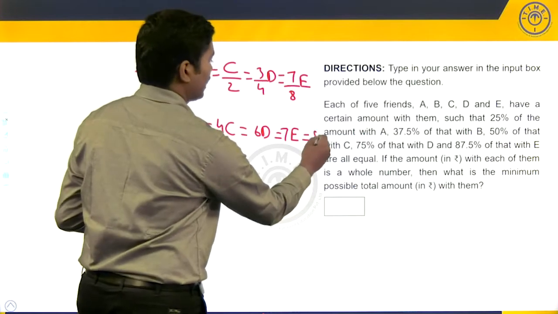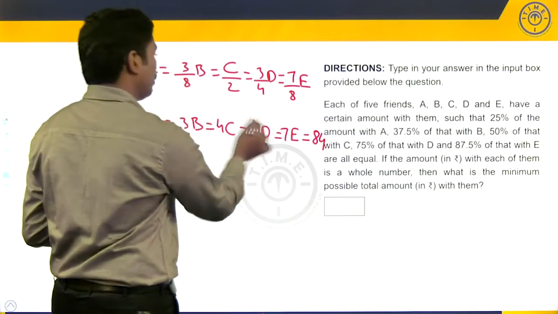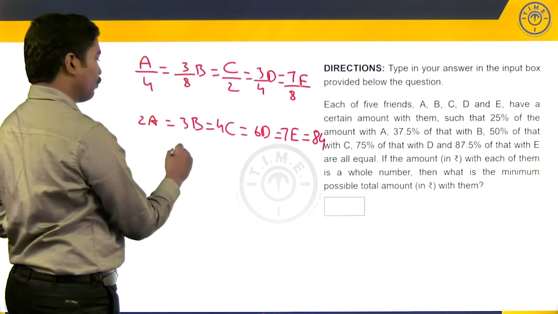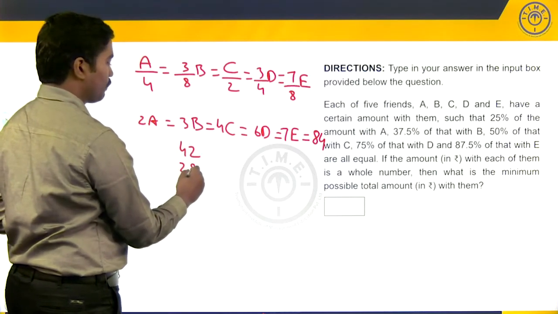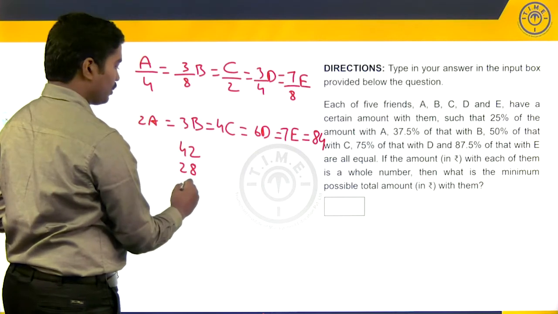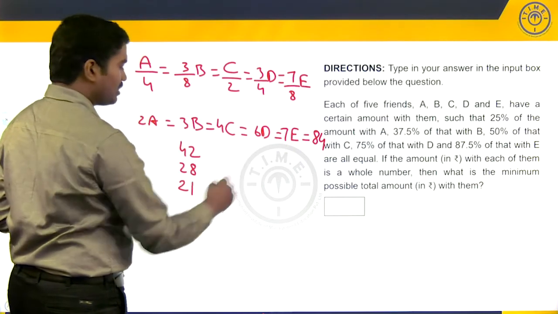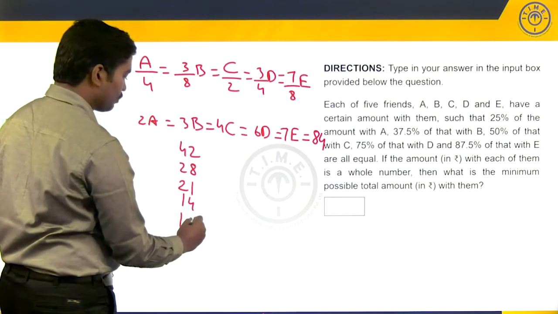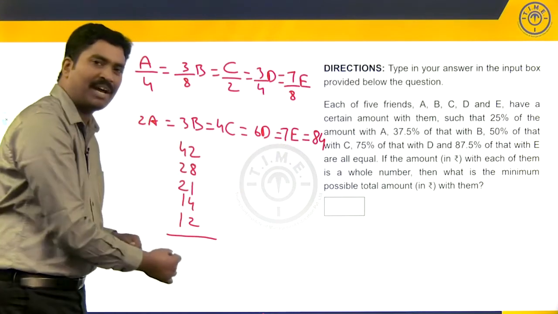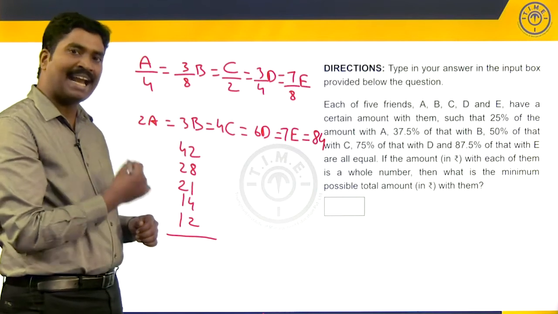So if K can take a minimum value of 84, what is the value of A? 2A is 84, A is equal to 42. 3B is 84, B is equal to 28. 4C is 84, C is 21. 6D is 84, D is 14. 7E is 84, E is equal to 12. So these are the minimum values that A, B, C, D, E can take.